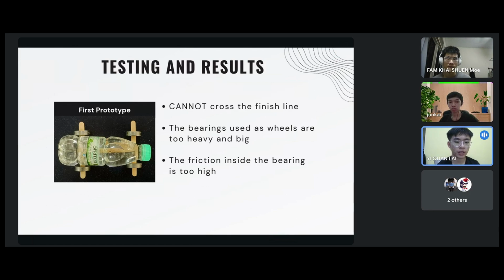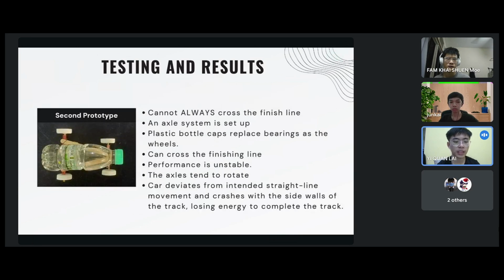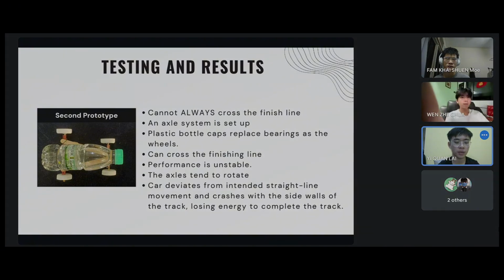This car cannot cross the finish line because the bearings used as wheels are too heavy and also the friction inside the bearings remains too high. This is our second prototype. It cannot always cross the finish line consistently. The axle tends to rotate unpredictably, causing the car to deviate from its intended straight line path. So it often crashes into the side walls of the track and loses energy.